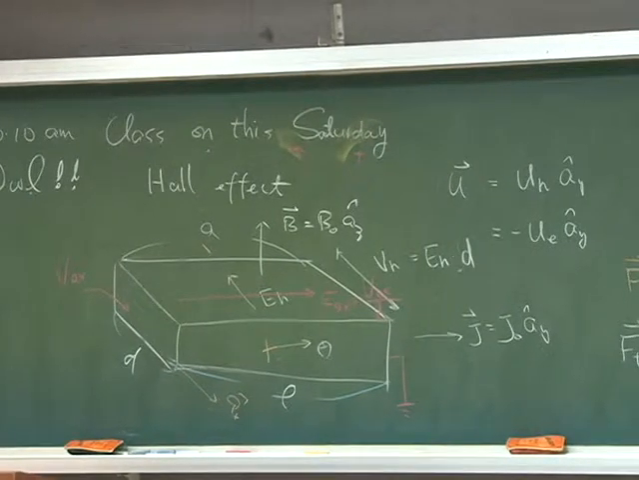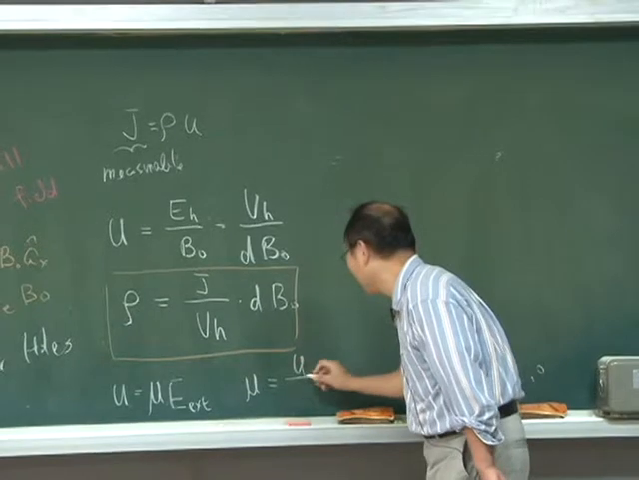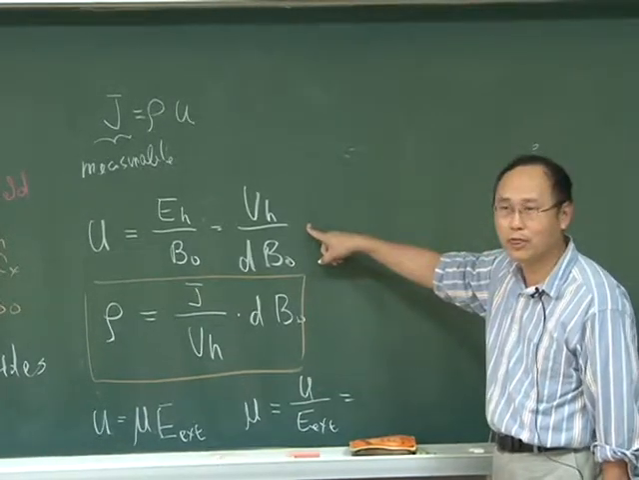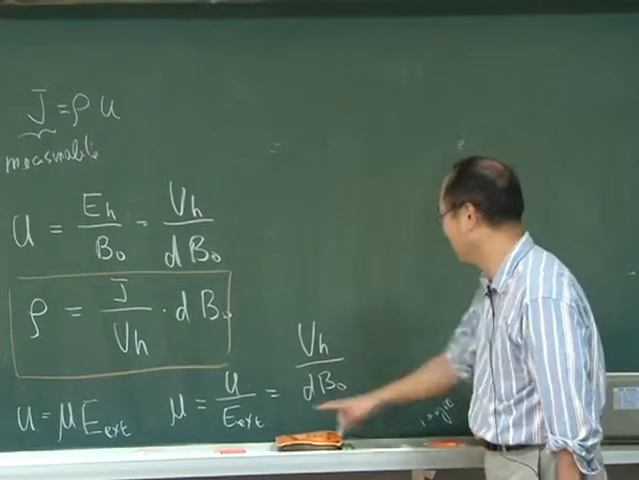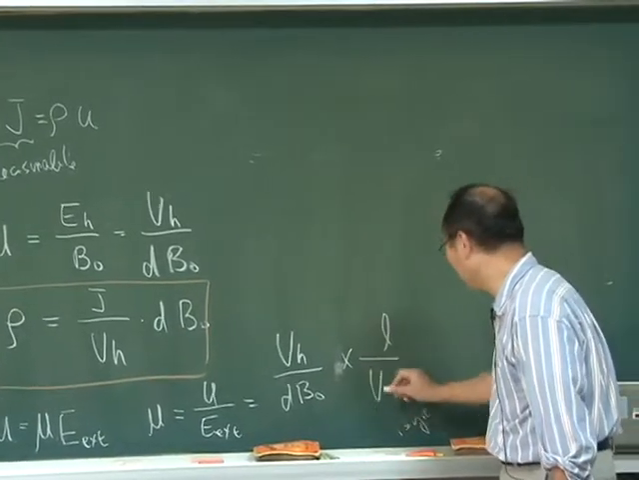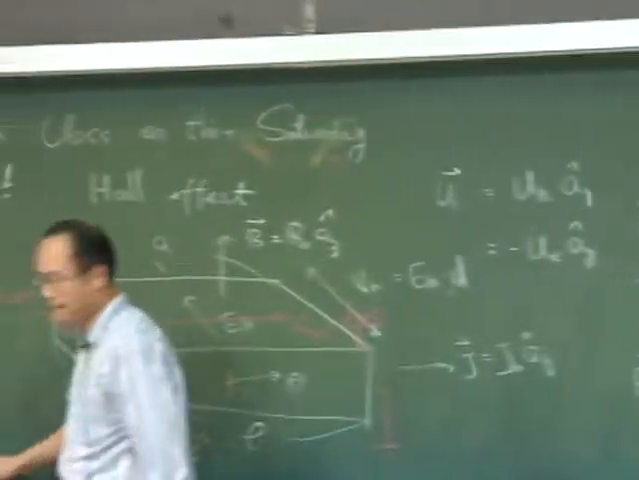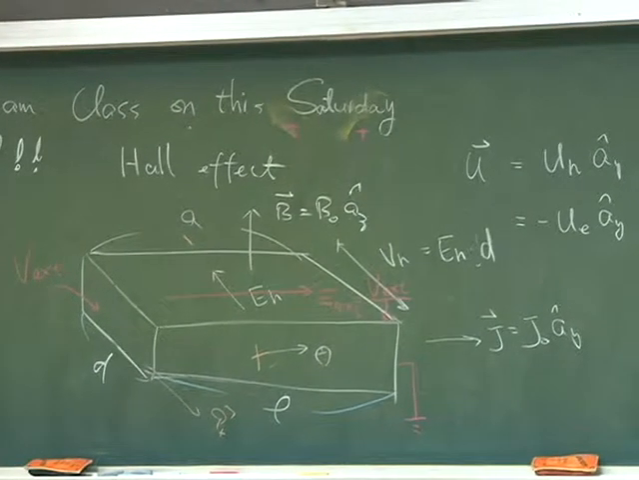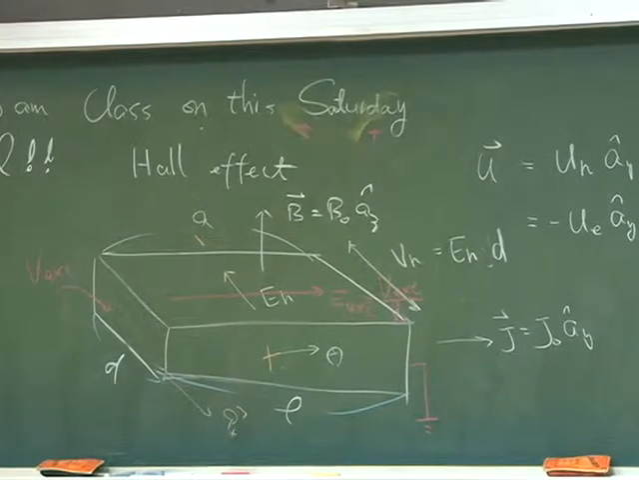Right? So if you want to know the mobility of this charge, you can do this calculation: U divided by the external field. And this speed can be measured from this term. So you have VH dB0 divided by the external field. That is equal to L, and this is V external. You see, these microscopic quantities are calculated one by one in this experiment, so you have an expression to calculate the mobility of this charge.